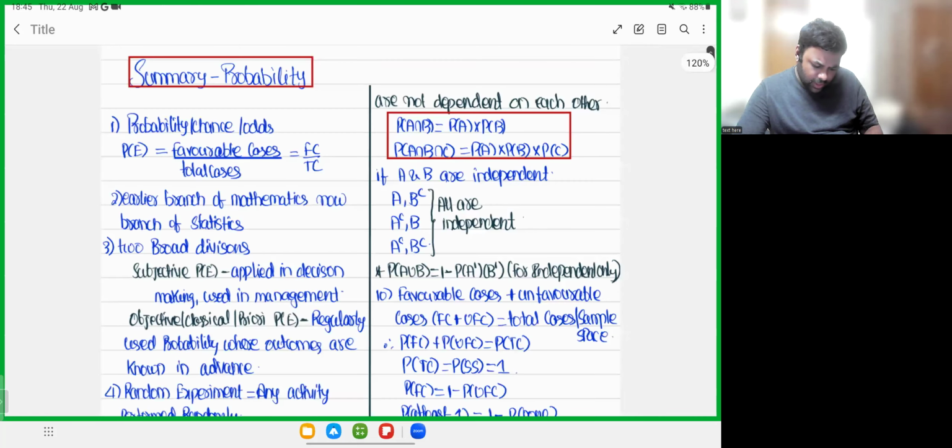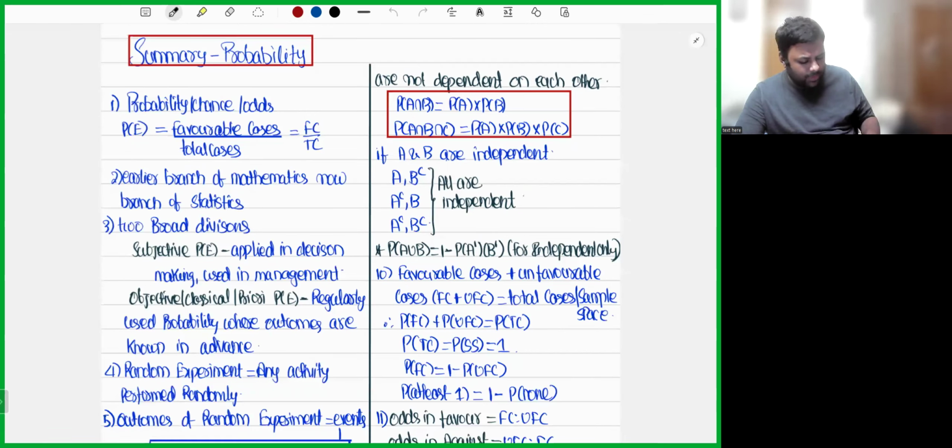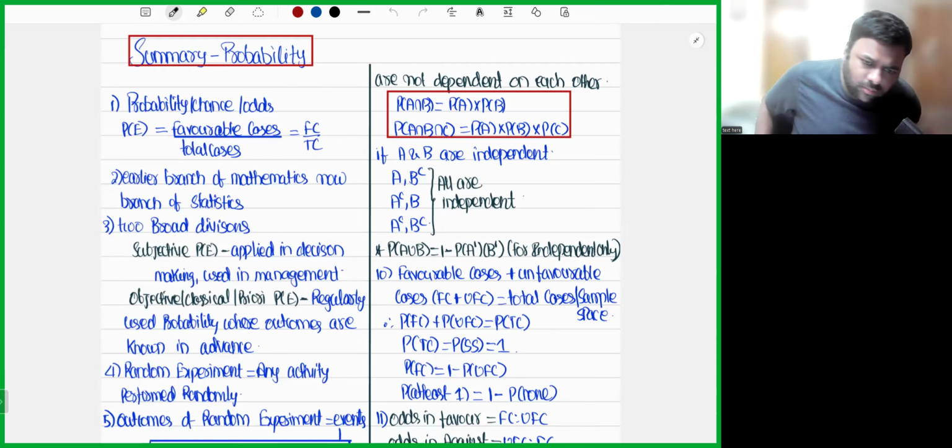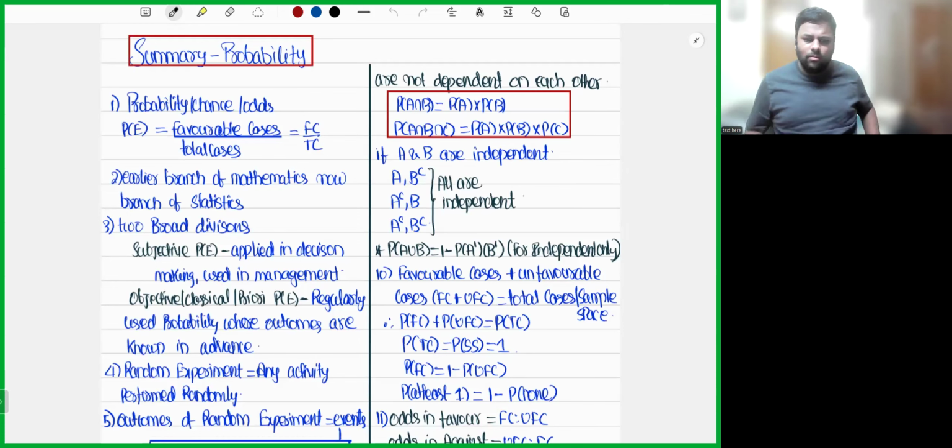Now let's go to probability. Some 20 to 25 minutes, let's discuss the concepts on probability and let's wind up. Tomorrow we'll be having two sessions, one in the morning and one in the evening. Morning 1.5 hours, evening 1.5 hours.